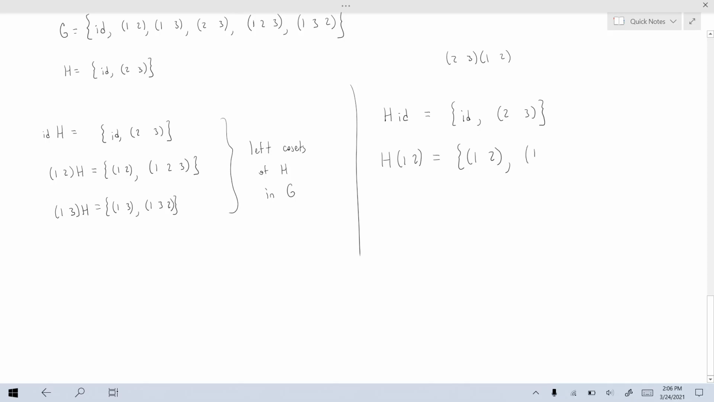Starting with the number 1, 1 will map to 2, and then that 2 maps to 3. Next, 3 will first map to 3, but then that 3 will map to 2. And since we have all the numbers, that must be it. So notice that (1 2)H, this left coset, was actually different from this right coset, H(1 2).